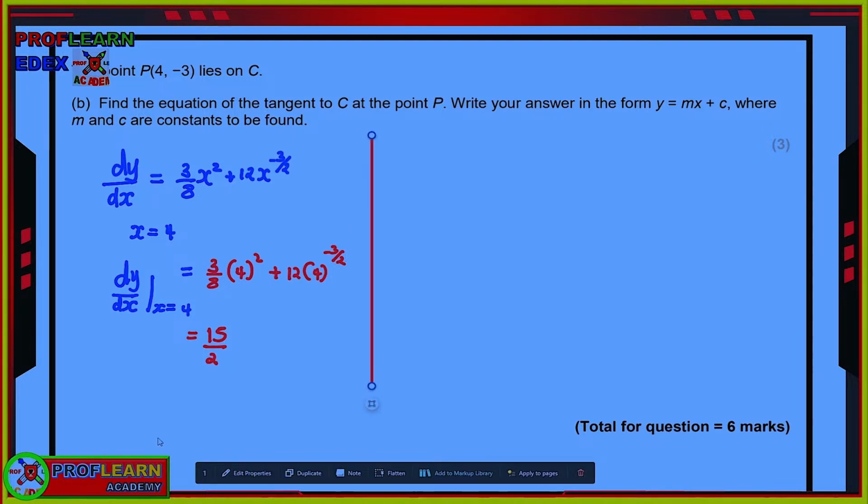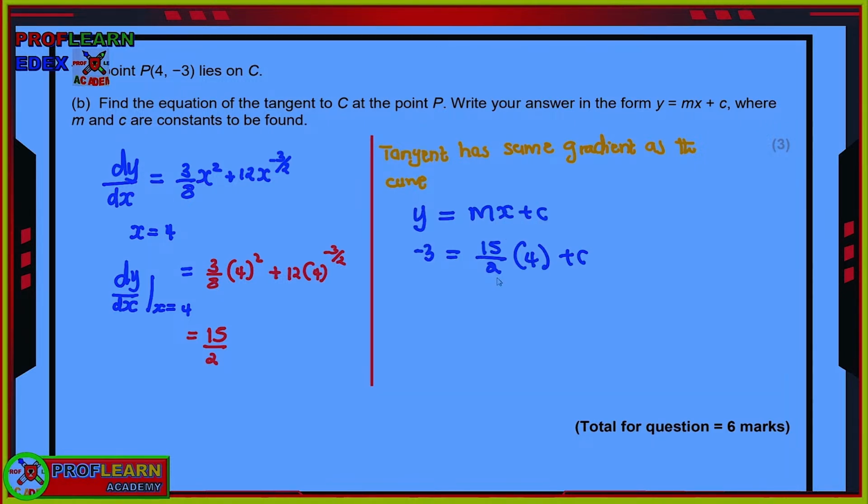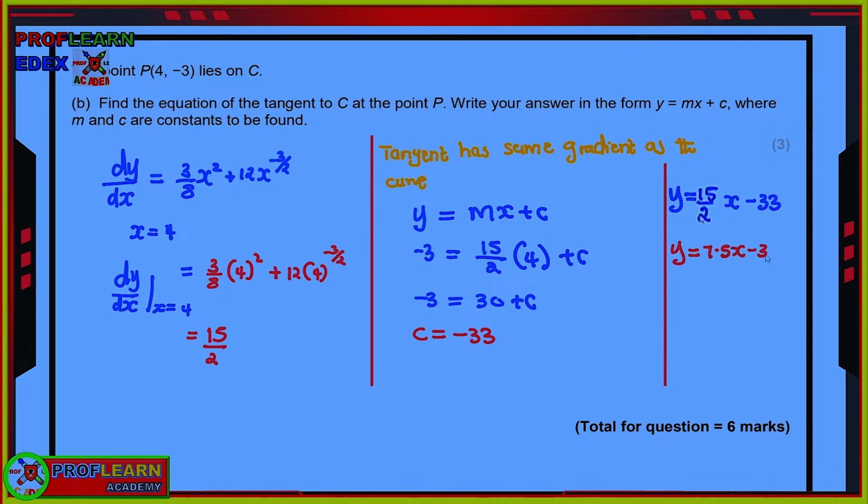And then since we are finding the equation of the tangent, it means the tangent and the curve have the same gradient. So we are going to work it out and find the value of c, and c is going to be negative 33. Putting it back into the equation, our equation finally becomes y = 7.5x - 33, in the form y = mx + c.